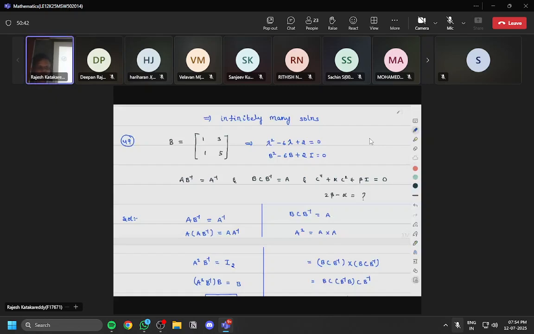Understood? No, beta is not minus. Beta is 2, alpha is minus 6. Any doubt, Vishwanath? Let me go there, you can ask. In this, no doubt, right?